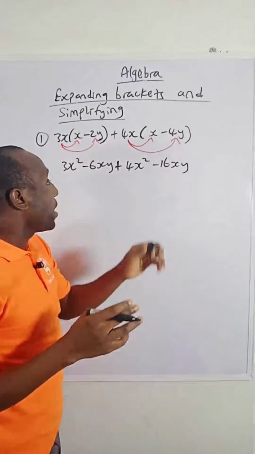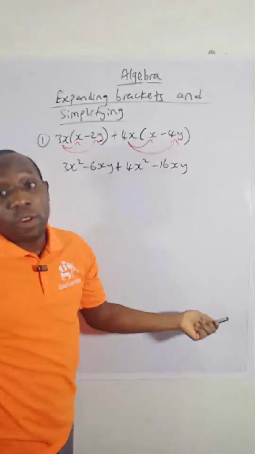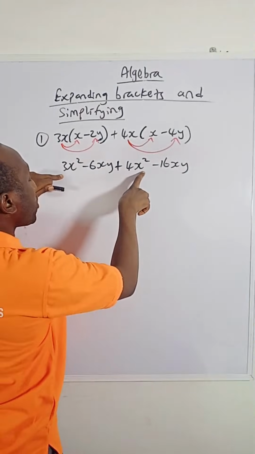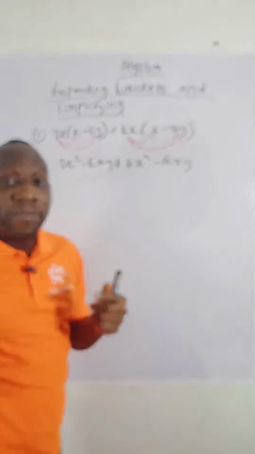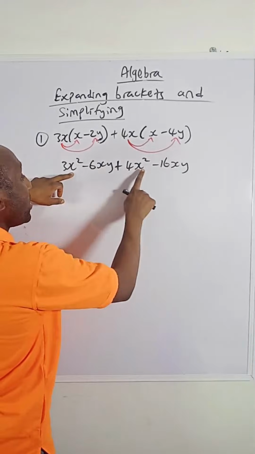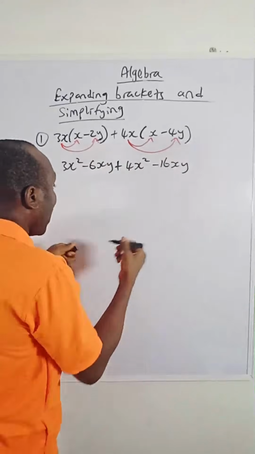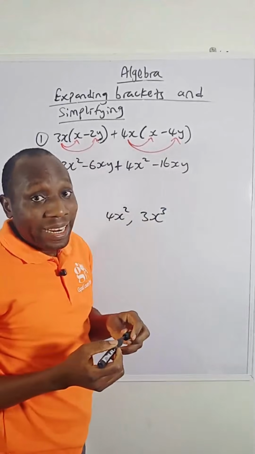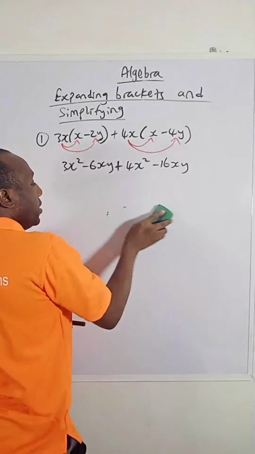But don't just stop here. Ask yourself, can we simplify this? If you can simplify this, why not go ahead and simplify? So we have 3x squared and 4x squared. It is the nature of the letters that will tell you if the terms are like terms or not. This is x squared, this is x squared. They are like terms because you have x squared. If you have 4x squared and 3x raised to the power of 3, they are not like terms. Do you get that? They are not like terms. So don't take this as like terms.